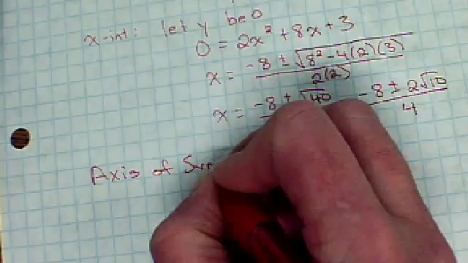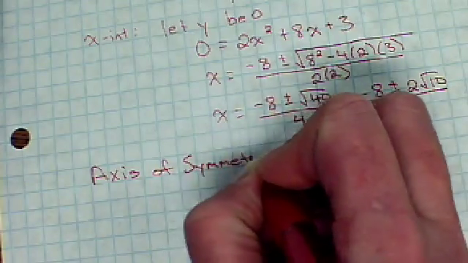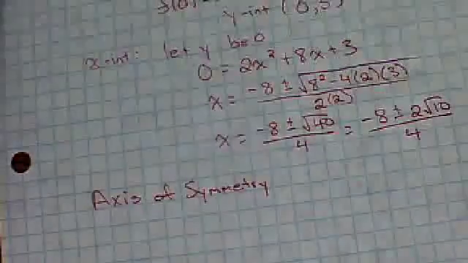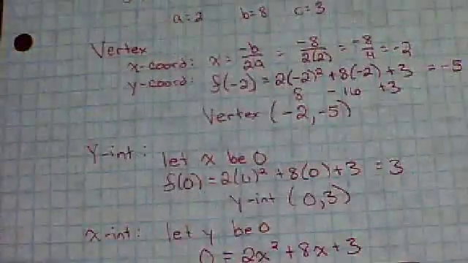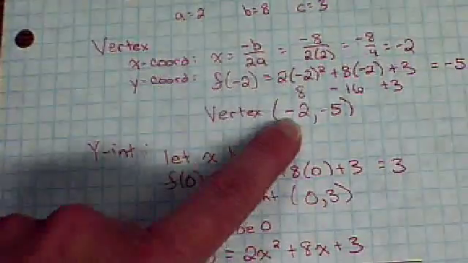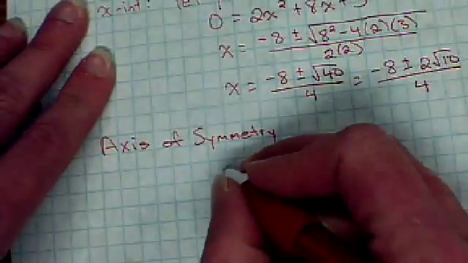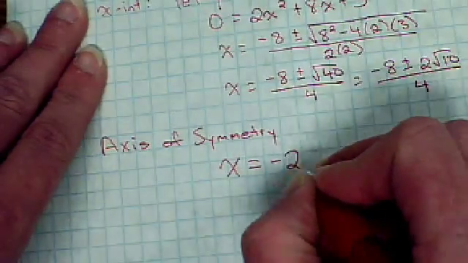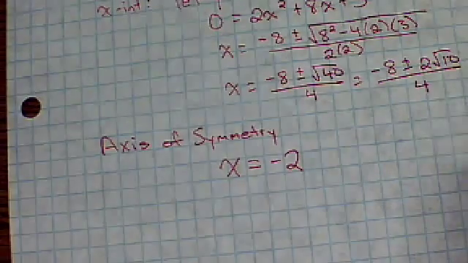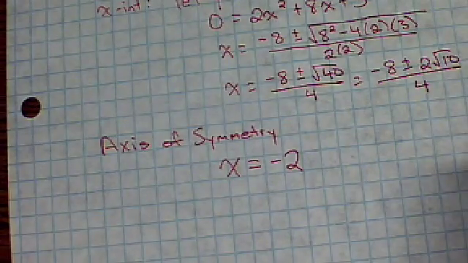Now the axis of symmetry is super easy if you already know your vertex. The axis of symmetry goes straight through the x value, and it's a vertical line. So the axis of symmetry is just x equals negative 2. And then we could plot the points. You could also put it in your calculator to plot more points. But I wanted to go over how to find all of those main features.